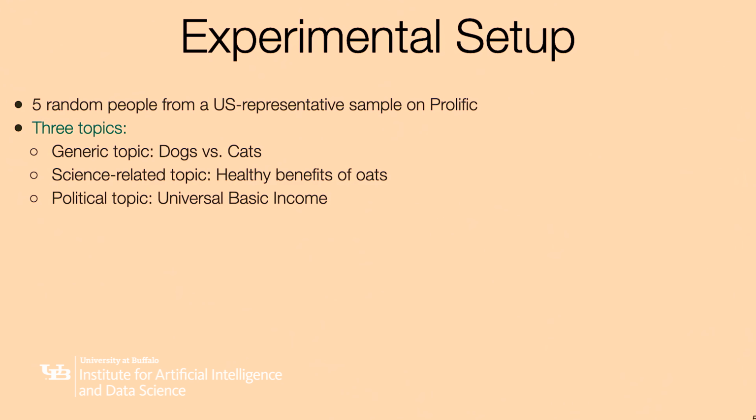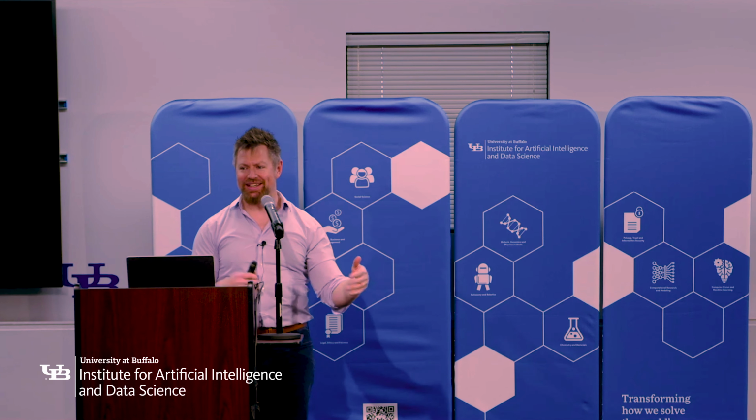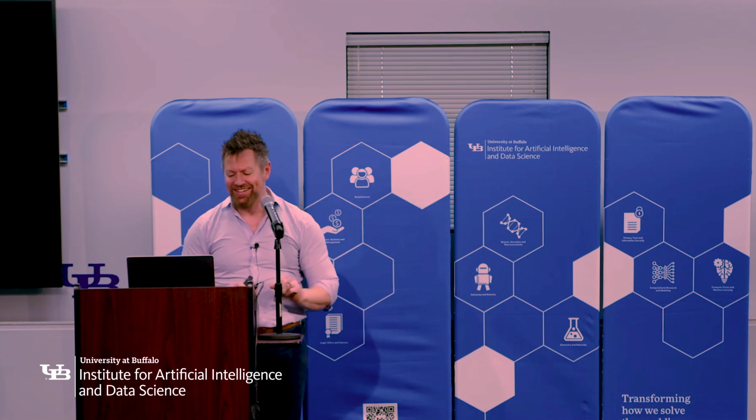So our experimental setup looks something like this. We're going to have 5 random people who never talked to each other, from Prolific, from a US representative sample, so we get plenty of diversity in who's actually talking with each other. They're going to talk on 3 different topics. One, dogs versus cats. The second, the health benefits of oats. Anyone know about the health benefits of oats? Turns out most people don't. Oh, well, one person. So you would be the expert, and the rest of us would be on the ChatGPT sidebar being like, what are the health benefits of oats?